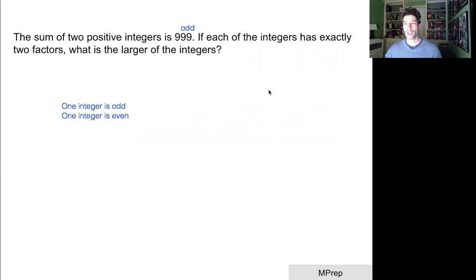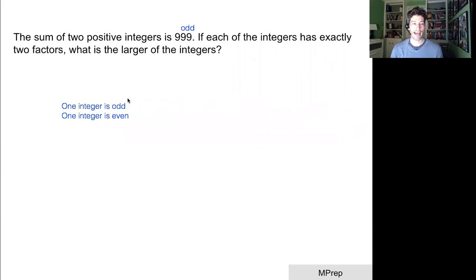A lot of inferring in quant is understanding what the GMAT's actually telling you, right? They're telling you one of the integers is odd, one of the integers is even, without explicitly telling you, right? They're making you do some of the work. Okay. Speaking of that, let's go on to the next sentence.